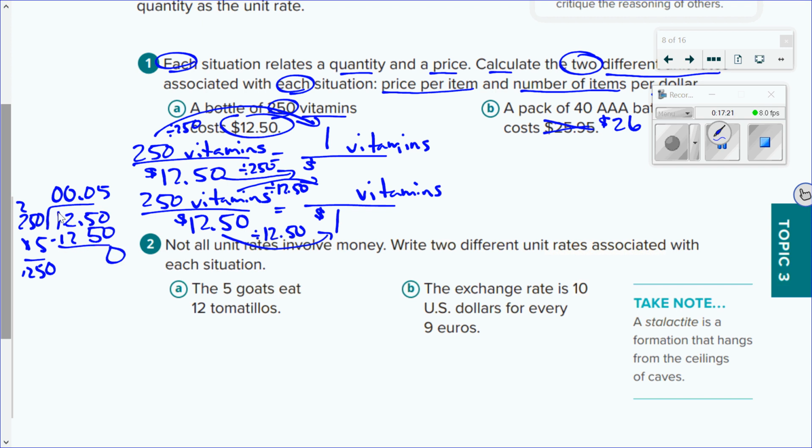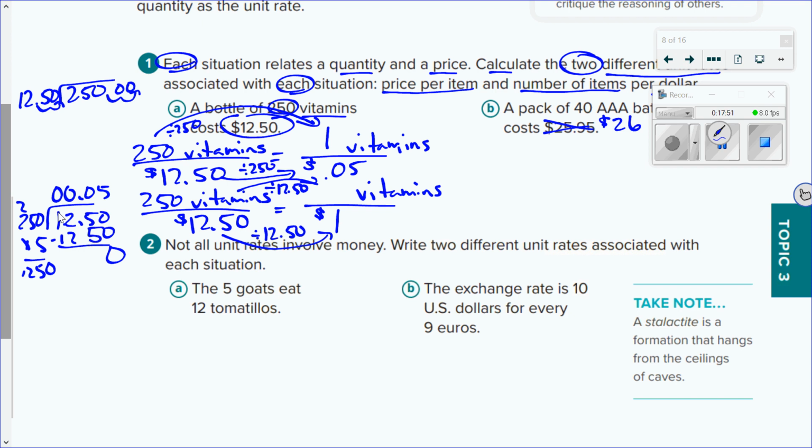So what is it? It is 5 cents per vitamin. Now I do the math on the second one. Now I'm taking 250 and I'm dividing it by $12.50. Can I divide by a decimal? No, I cannot. So I have to move it twice to get rid of it, meaning I need to add 2 decimals on here. So I add 2 zeros to move my decimal place twice.